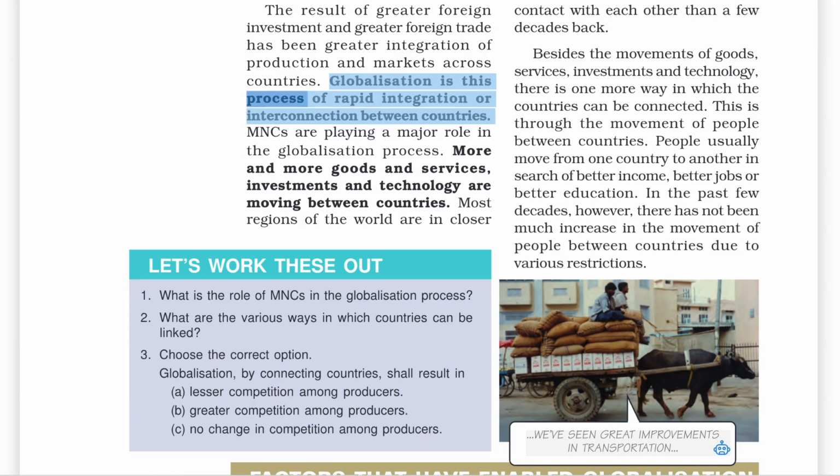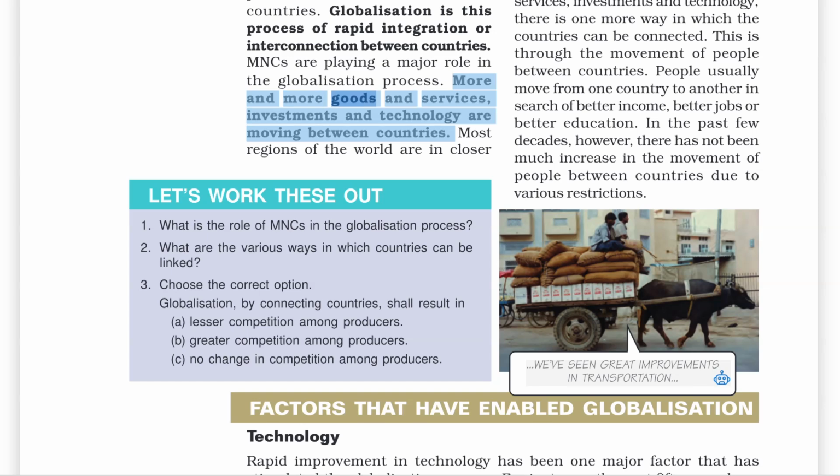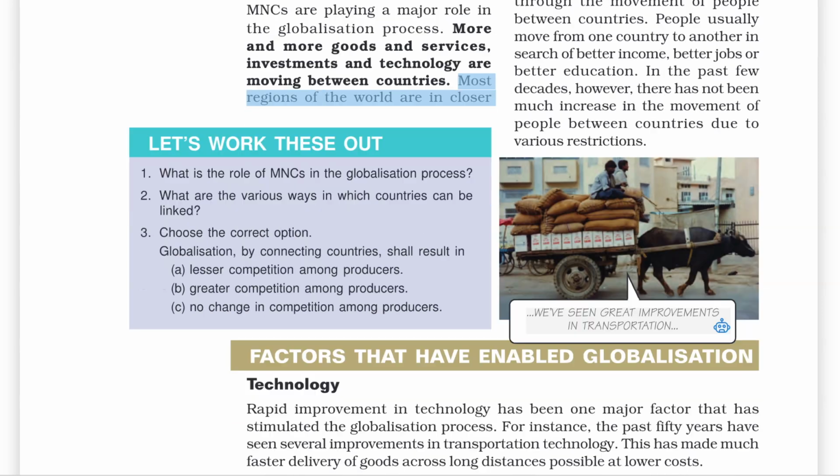Globalization is this process of rapid integration or interconnection between countries. MNCs are playing a major role in the globalization process. More and more goods and services, investments and technology are moving between countries. Most regions of the world are in closer contact with each other than a few decades back.